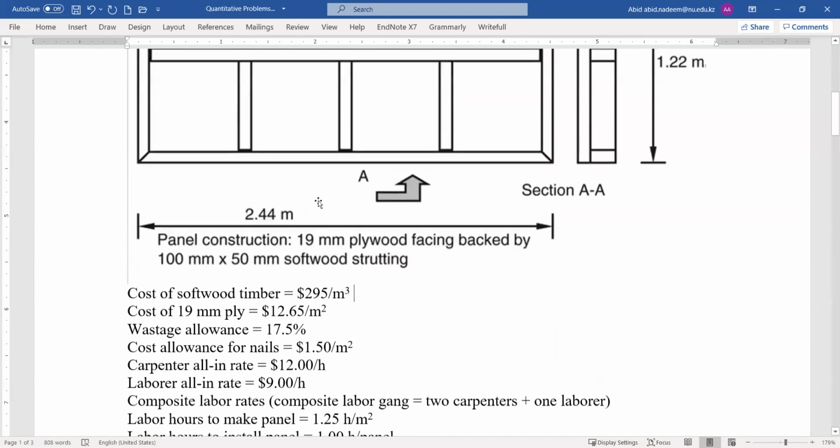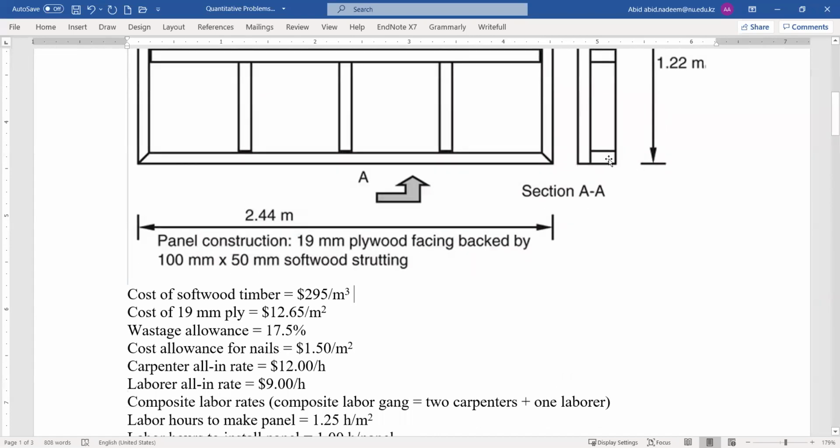So the additional data given is like this: the cost of the softwood timber, which will be used for those supports, is $295 per cubic meter. And the cost of 19 millimeter ply is $12.65 per square meter. And there is a wastage allowance in the wood. Then there is the cost allowance for the nails, which is $1.5 per square meter.